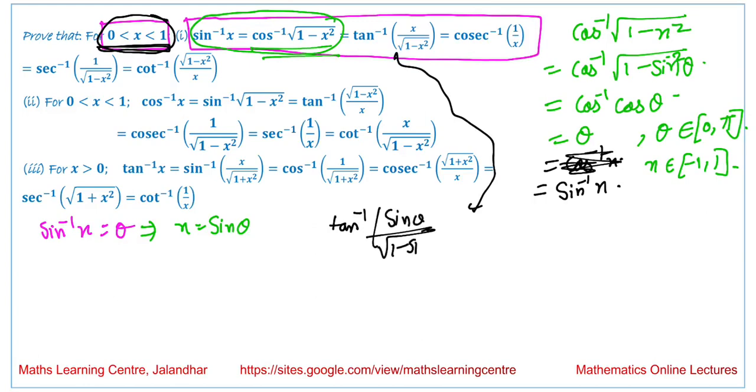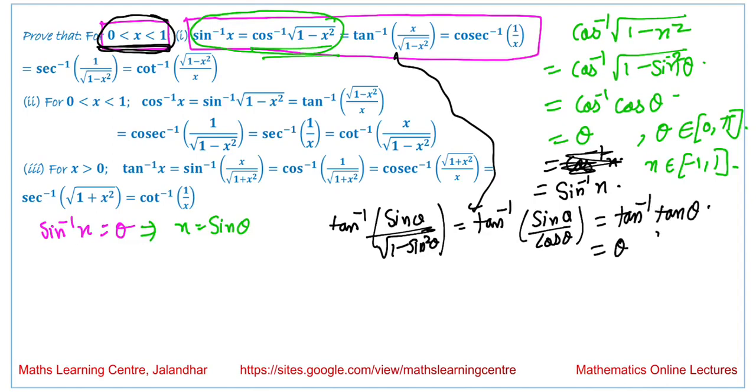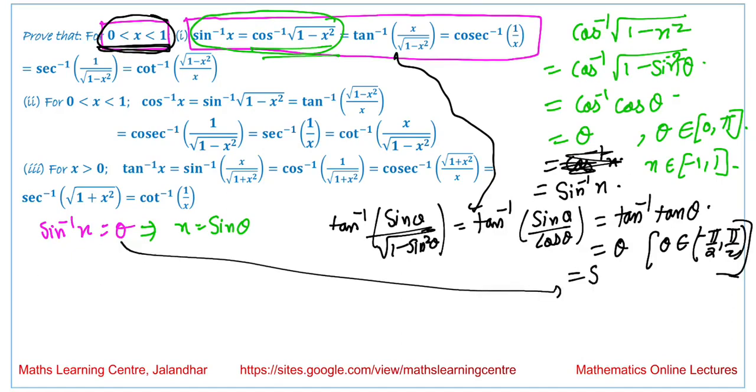Similarly, for the second case, it is tan inverse of sine theta over square root of 1 minus sine square theta. The answer comes out to be tan inverse of sine theta over cos theta, which is equal to tan inverse of tan theta, and this value is equal to theta when theta belongs to the interval minus pi by 2 to pi by 2.